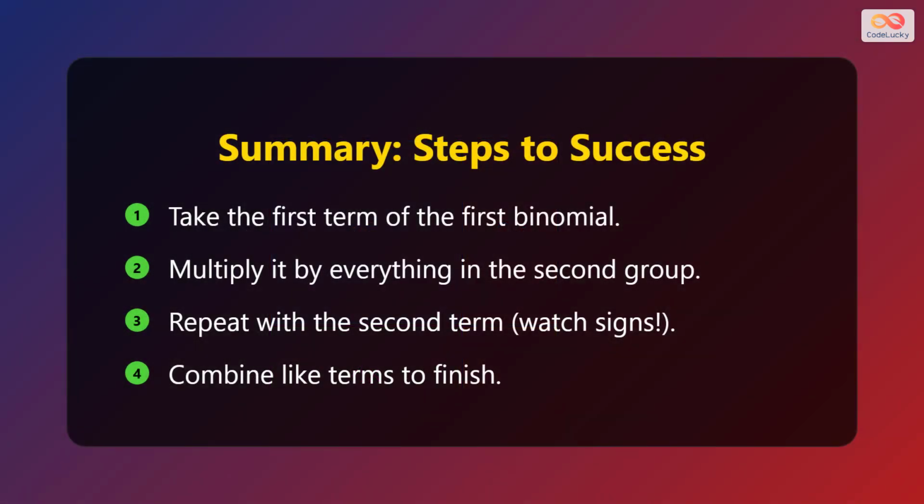To summarize, expanding binomials is just a double distribution process. 1. Take the first term and multiply it by everything in the second group. 2. Do the same with the second term, being careful with negative signs. And 3. Combine your like terms to get the final answer.